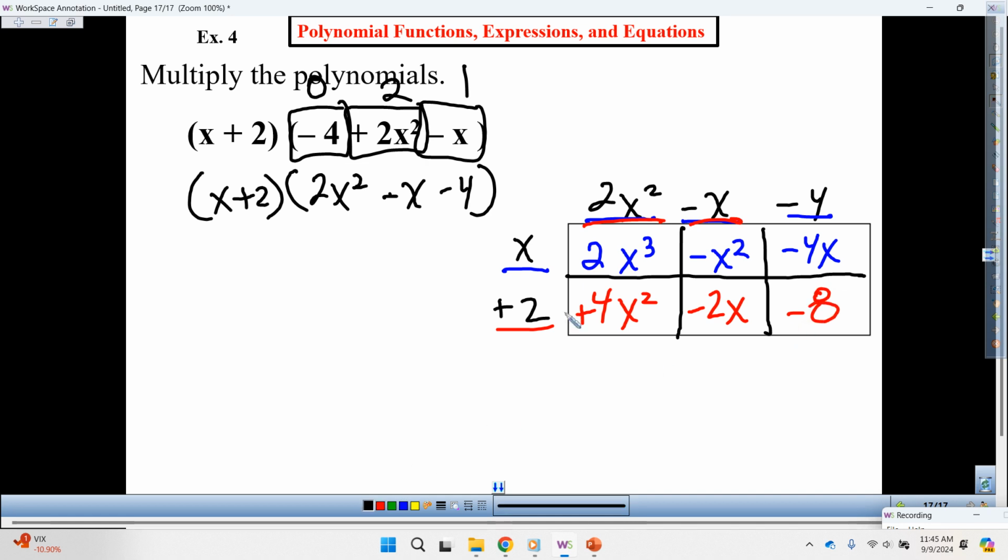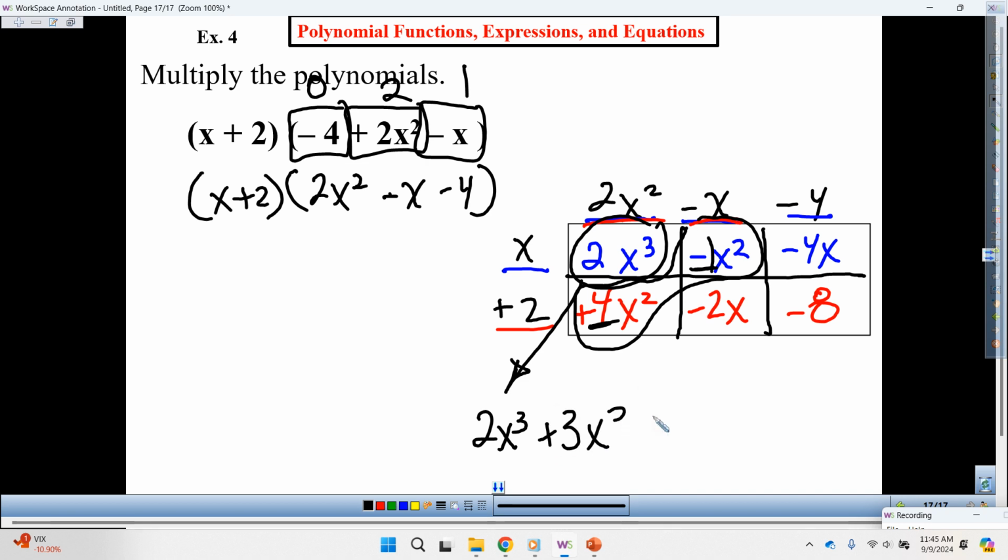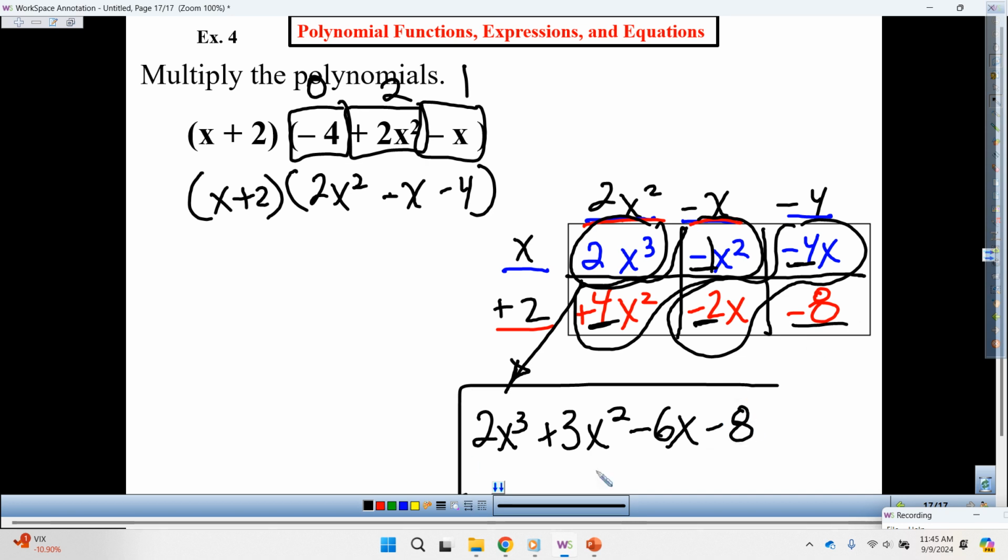So from there, let's see. Is there another x cubed? No. Bring that down. 2x cubed. Combine these. What is 4 minus 1? Positive 3x squared. Combine these. What is negative 4 and negative 2? Negative 6x. And last, negative 8. Check your notes to make sure you have that one from last week. Bless you. Yes? All right.